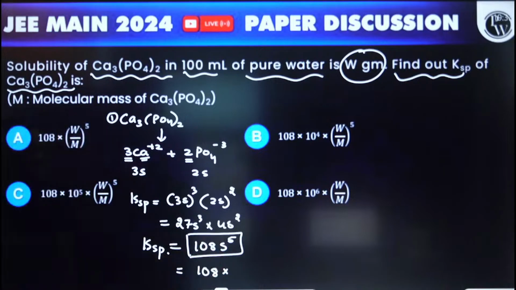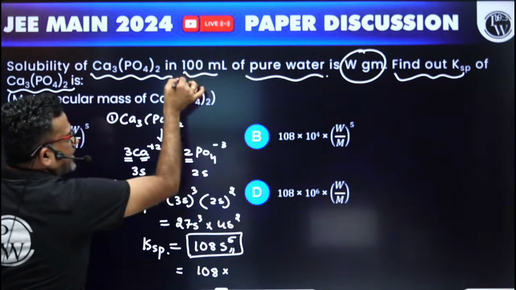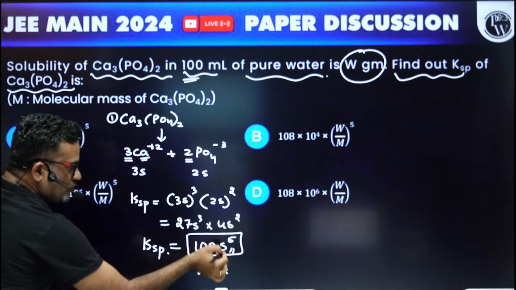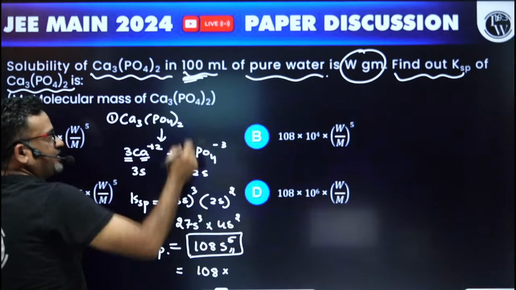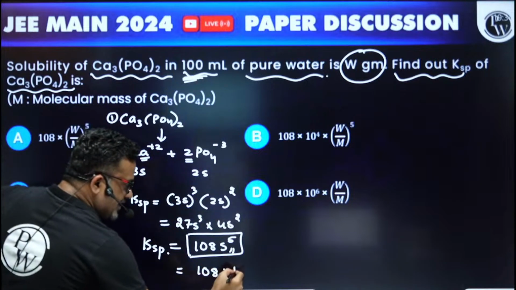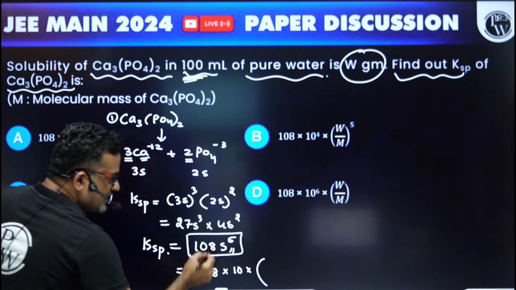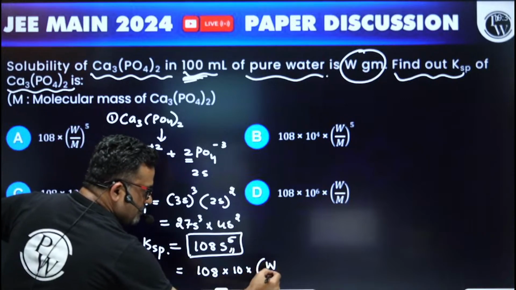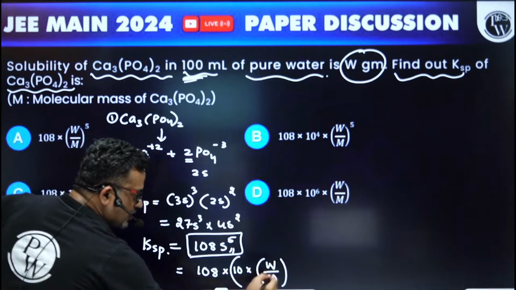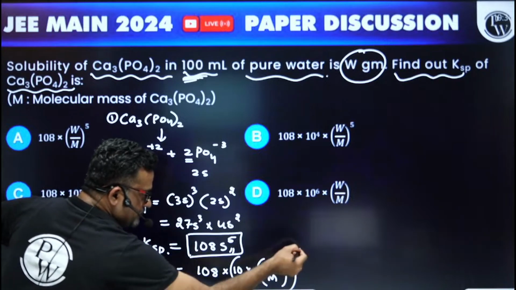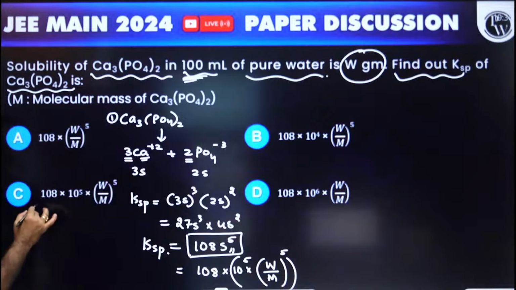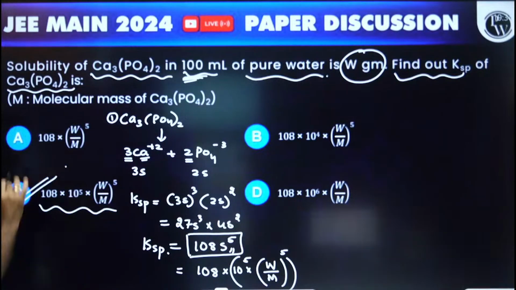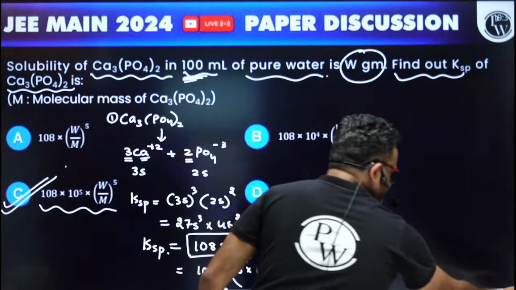The solubility is in terms of number of moles, but they have given you mass in 100 ml. But this solubility is number of moles per liter. They have given you for 100 ml. You want it for per liter. For 100 ml to per liter, that is 10 times. And what is your S? Number of moles. What is number of moles? Mass by molecular mass. Total raised to 5. So 108, 10 raised to 5, W by M raised to 5.